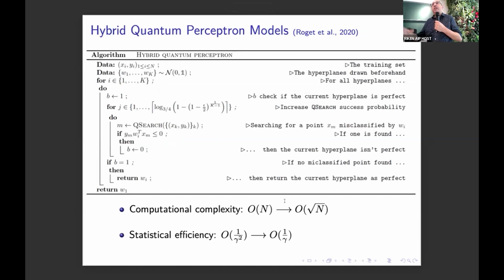The question now is, can we have the two advantages: the advantage on the number of examples and the advantage on the gamma square? We can mix the two ideas to design a kind of hybrid quantum perceptron, such that we generate many hyperplanes, and after that, instead of looking at one hyperplane, we are looking for one data point which is misclassified by the hyperplane. For each hyperplane, we look for whether there is one data point which is misclassified. If we use this strategy, we can show that we have a computational complexity improvement from n to square root of n, and also a statistical efficiency improvement from 1 over gamma square to 1 over gamma.